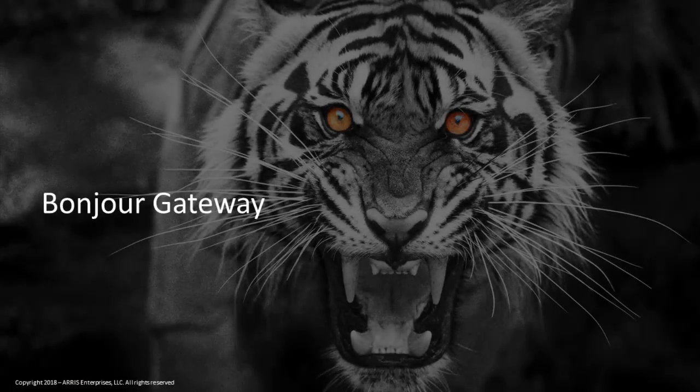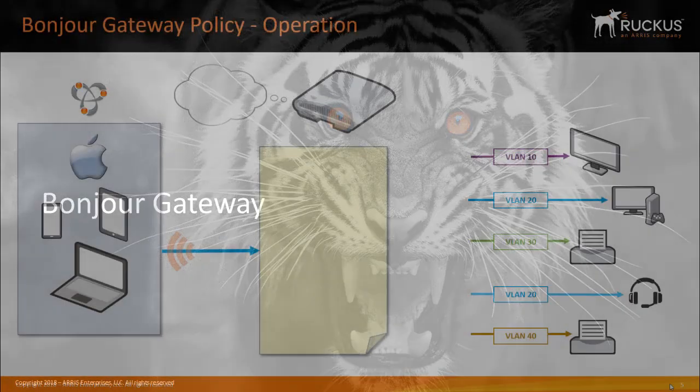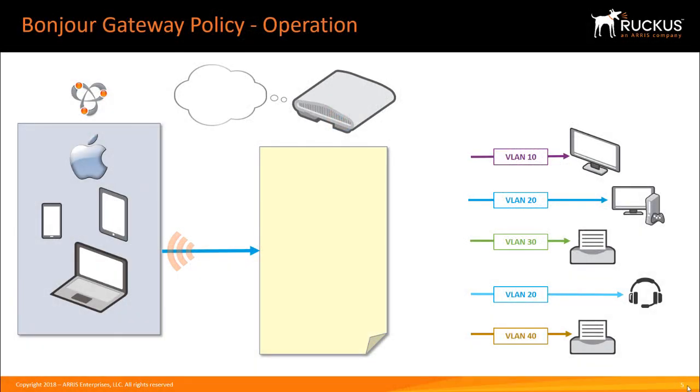The underlying operation of the Apple Bonjour service is quite complex and beyond the scope of this course. Here we'll perform a simplified implementation in SmartZone. First, we'll create and apply a Bonjour gateway policy to manage service access across virtual LANs or VLANs.